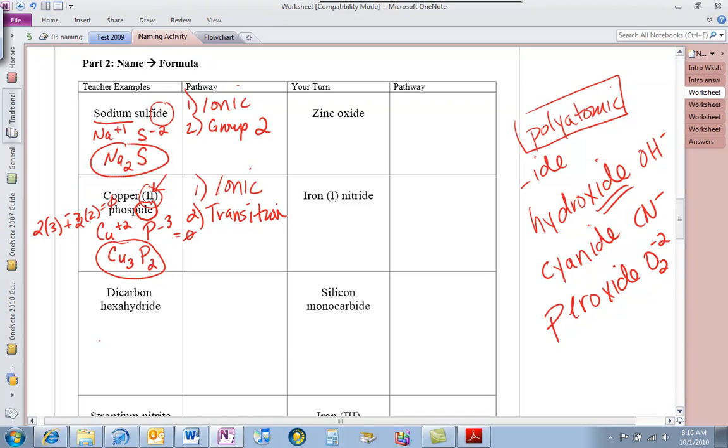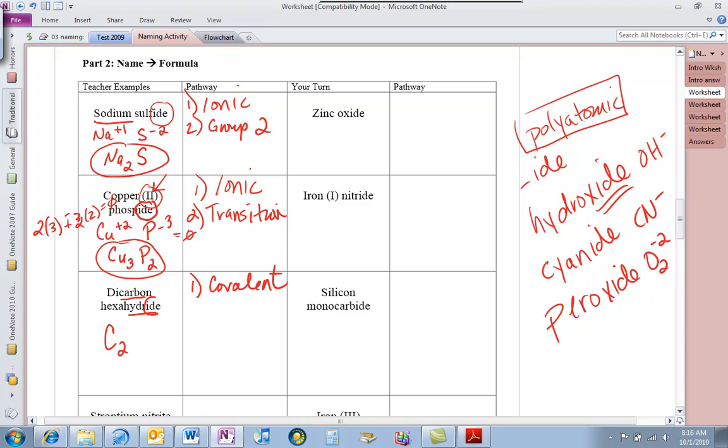So the next one, I have di and I have hexa. What does that tell you right away? It's covalent. How else do you know? It's carbon and it's hydrogen, two nonmetals. Okay? So one, it's covalent. So if it's covalent, if it says dicarbon, what do we write? C2. Hexa. What's hexa? 6. And hydride, you have to go back and look and find the element.